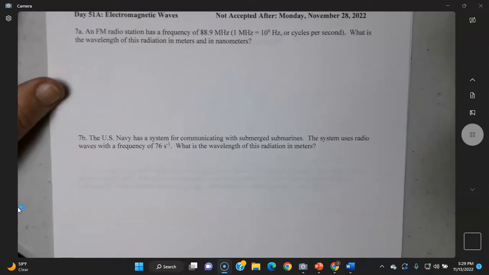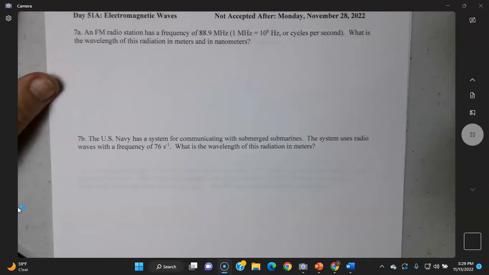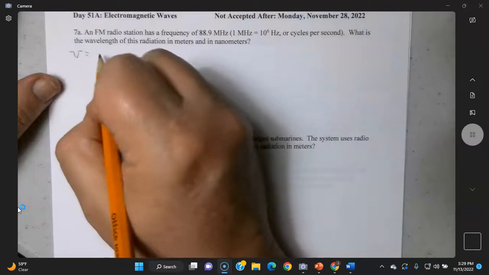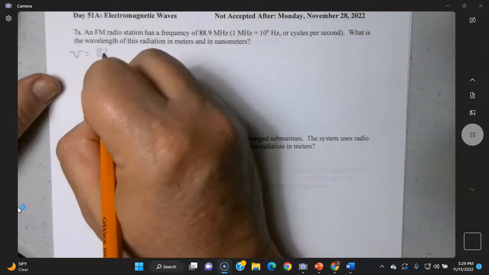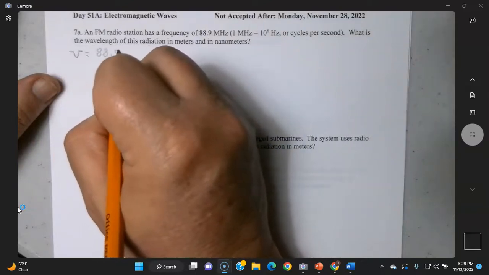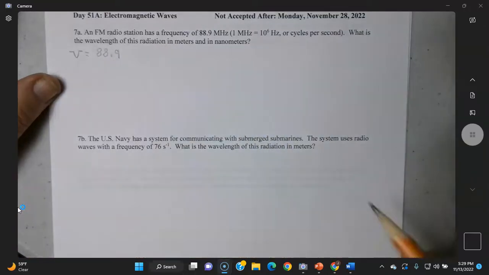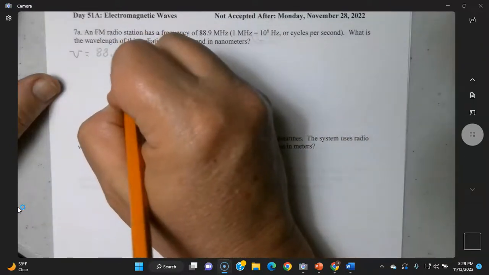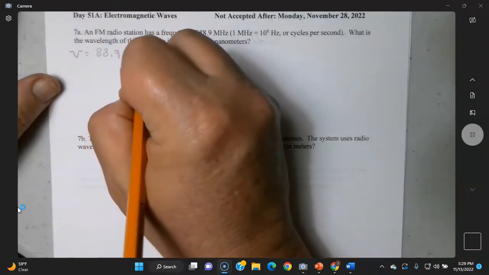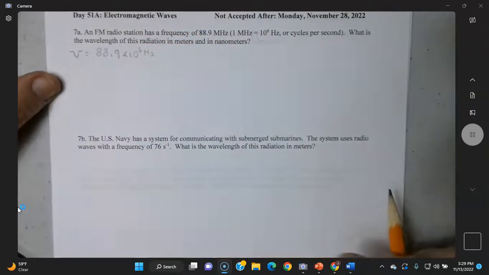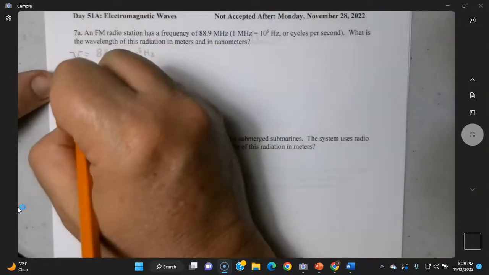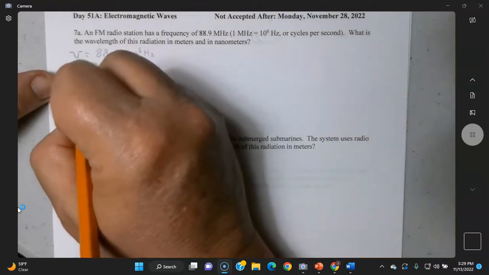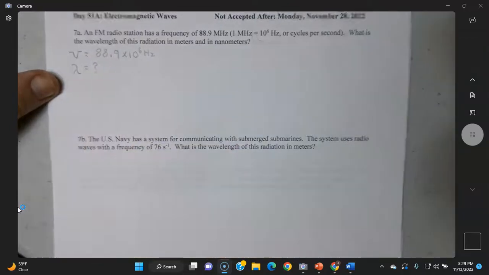So here we go. An FM radio station has a frequency. Frequency is the Greek letter nu. And it's 88.9 megahertz. Now, what a megahertz is, you can find in your packet on page 2, where it has a lot of different units of measure, but I actually gave it to you right here. Megahertz means a million, it's 10 to the 6th hertz. Okay, what is the wavelength? So you want to know what the wavelength is. The way I often symbolize that is wavelength equals question mark, okay? That's what we're looking for.